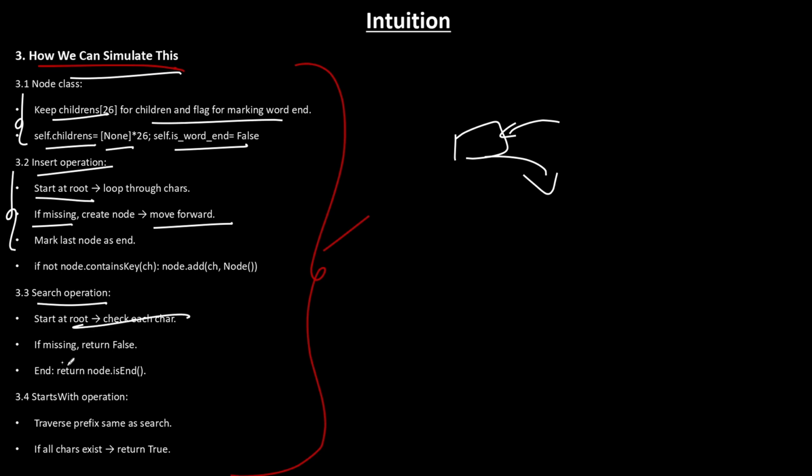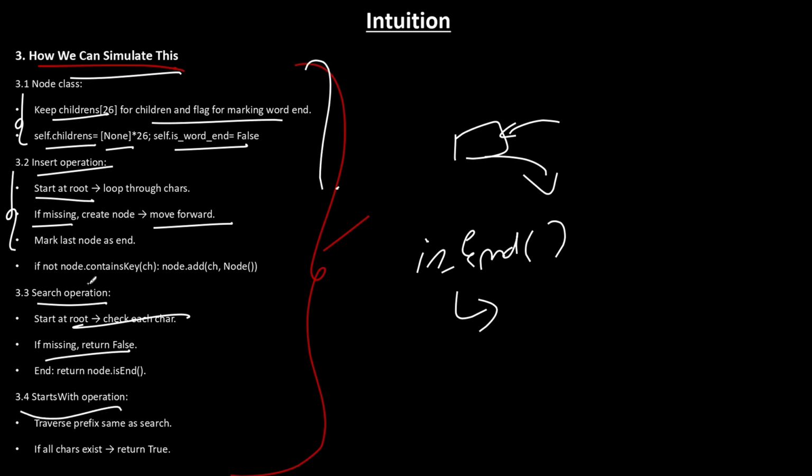We check for the word. If it is missing, we return false. Otherwise, we return is end. From the is end function, we try to return whether it is true or false for the end of the word, and the starts with operation. So all the functions which I've written here contain key, is end. This will be explained in the approach part. Okay, so I hope you understood this.